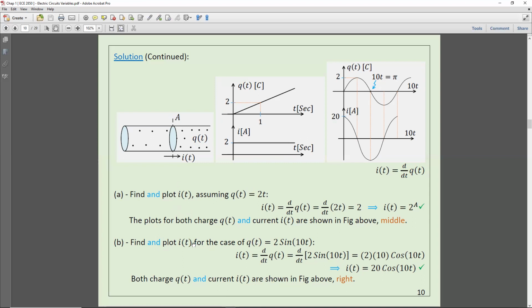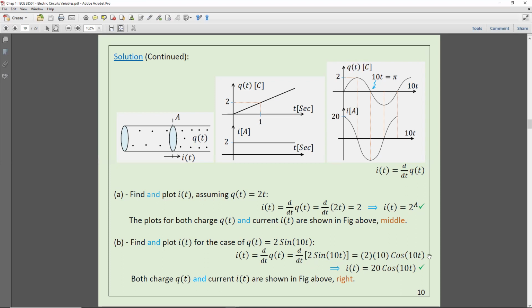In the second case, I'm telling you q of t is actually 2 sine 10t. Again, this is a very simple example. It's like a calculus problem. All you have to do is, the relation between I and q is just differentiation. So here, I'm going to differentiate this one. Number 1, this is a constant, you can get it out. Number 2, the differentiation of sine is cosine. So we have this constant here, I'm going to get it out, and sine should be cosine, as we see here.